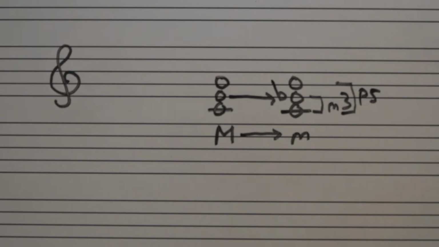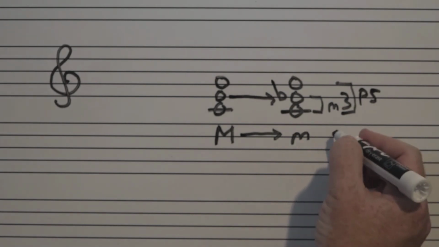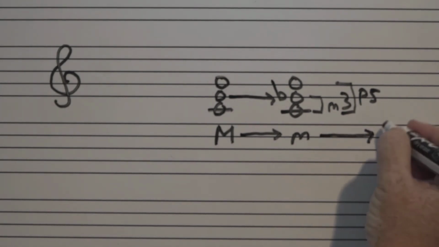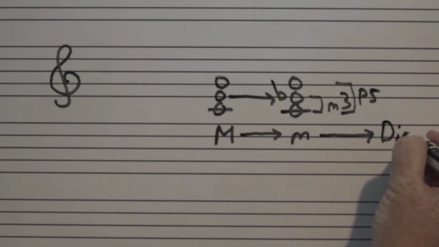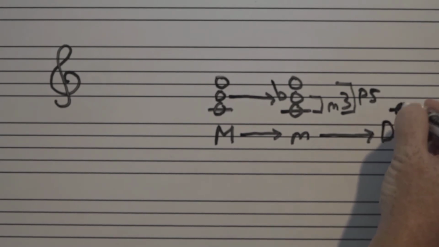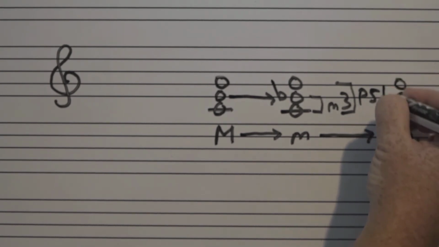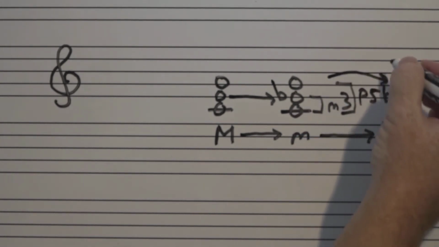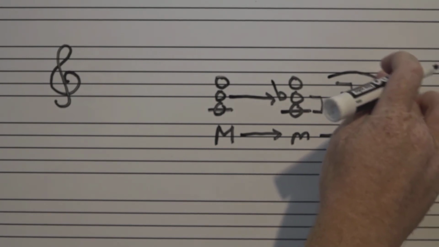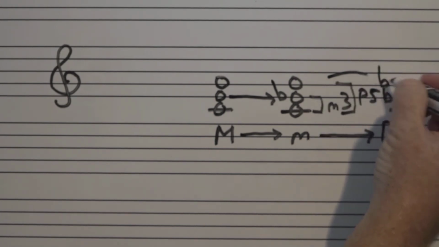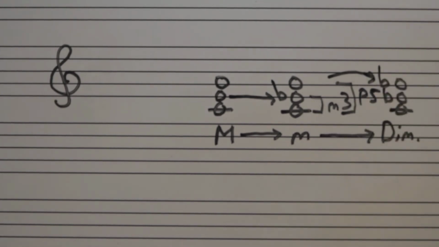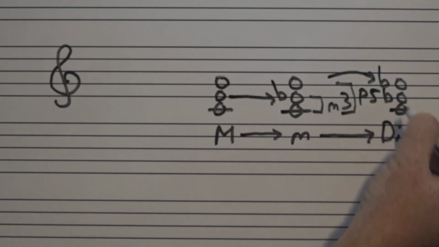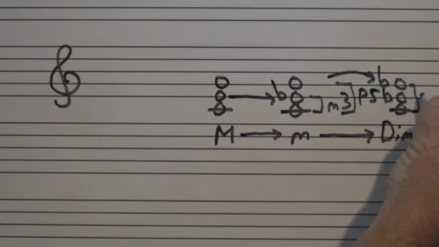We can go one step further, and we can go from minor to diminished. Our diminished triad will lower scale degree 5. Let me scoot that back a little. Here we go. And there's our diminished triad. Notice that we still have that minor third, but now we have a diminished fifth.